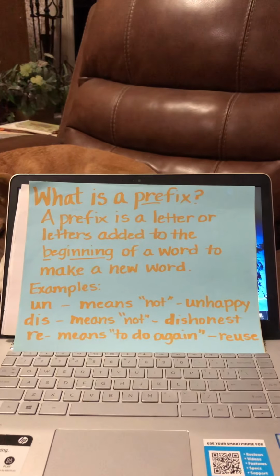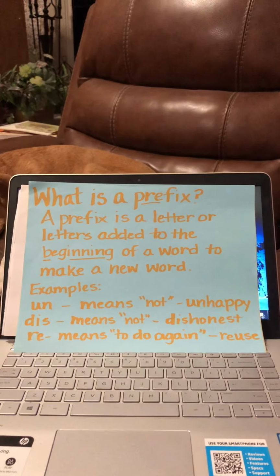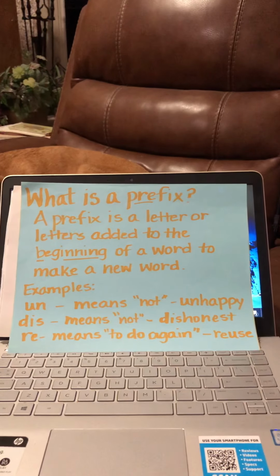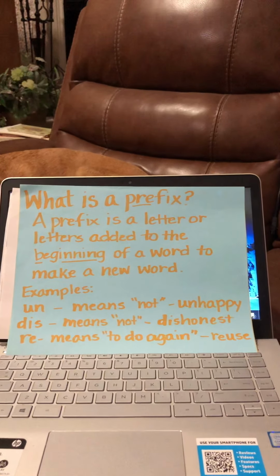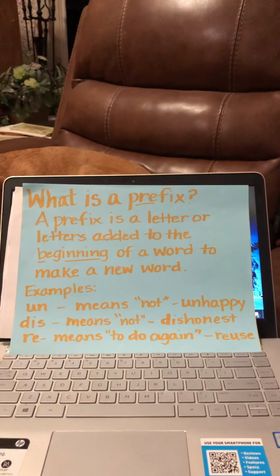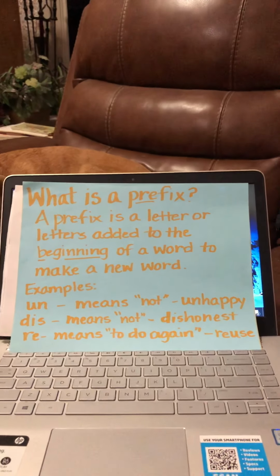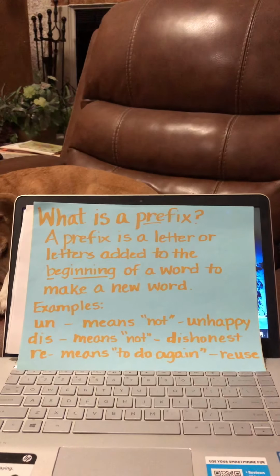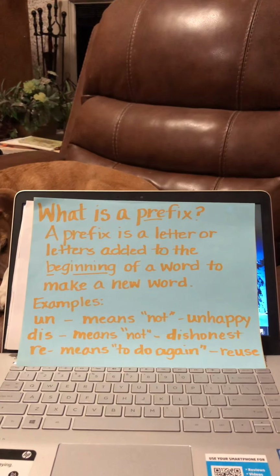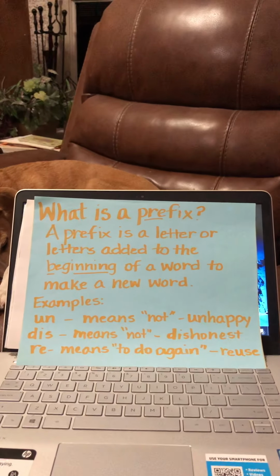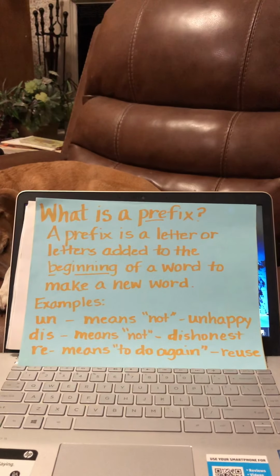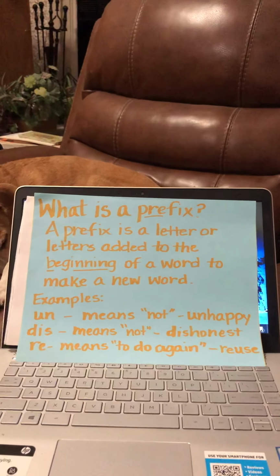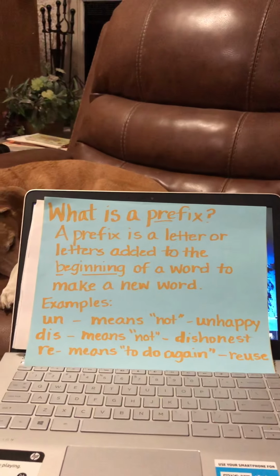The third example I gave you for a prefix is re. Re means to do again. One of the things we talked about with Earth Day this past Wednesday was the 3 R's: reuse, reduce, and recycle. So that means to do again with all of those base words. The word I gave you here for an example is reuse.